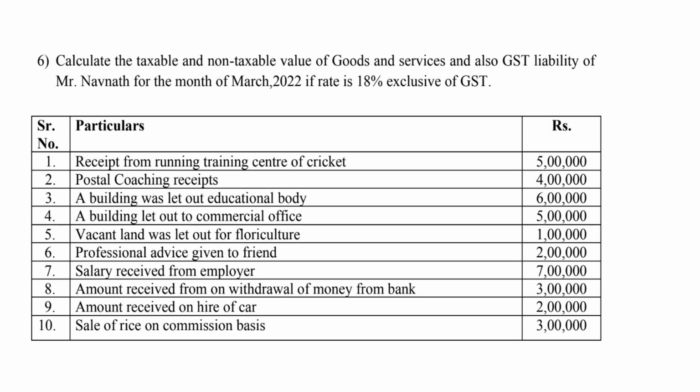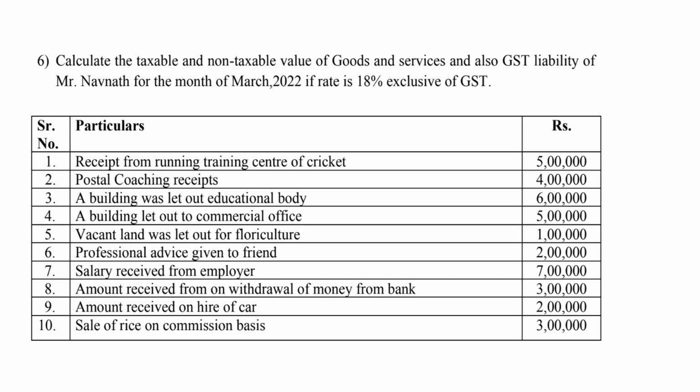Receipt for running training center of cricket 5 lakh, postal coaching receipt 4 lakh, a building lent out to educational body 6 lakhs, a building lent out to commercial office 5 lakh, vacant land let out for horticulture 1 lakh, professional advice given to a friend 2 lakh, salary received from employer 7 lakh, amount received on withdrawal of money from bank, amount received on hire of car 2 lakh, sale of rice on commission basis. In this problem, sale of rice on commission basis is there, and in the last problem we had sale of wheat.